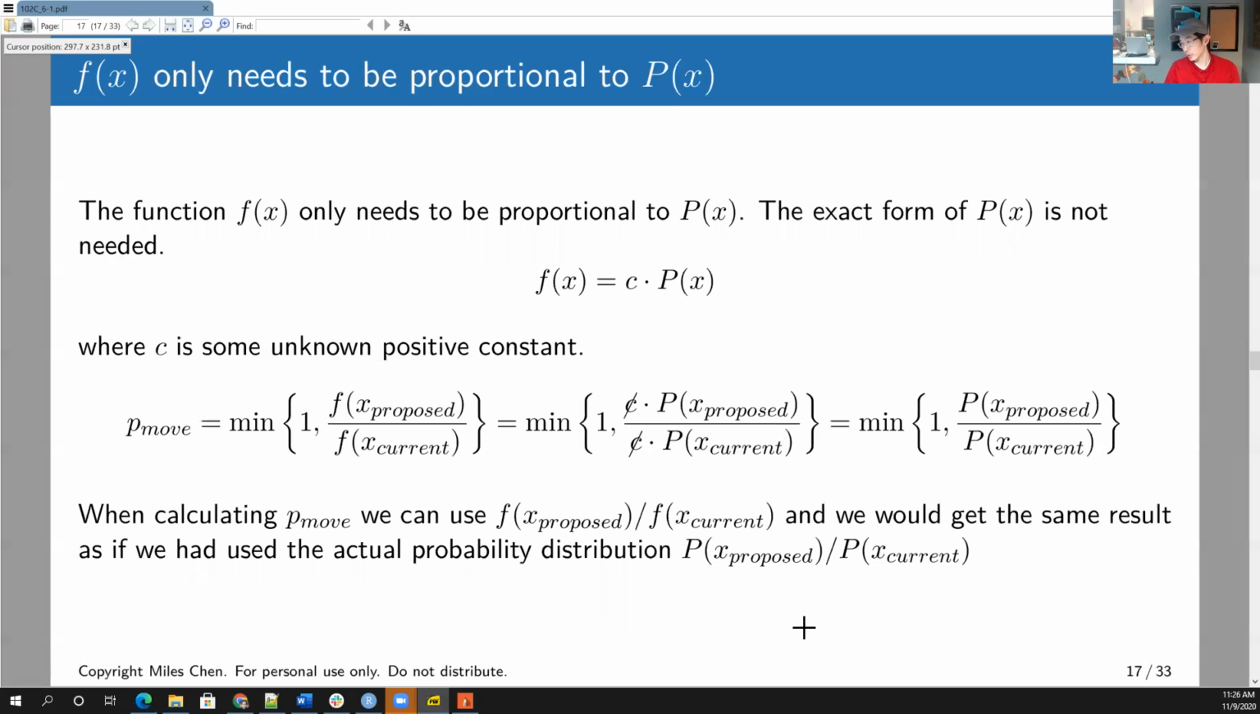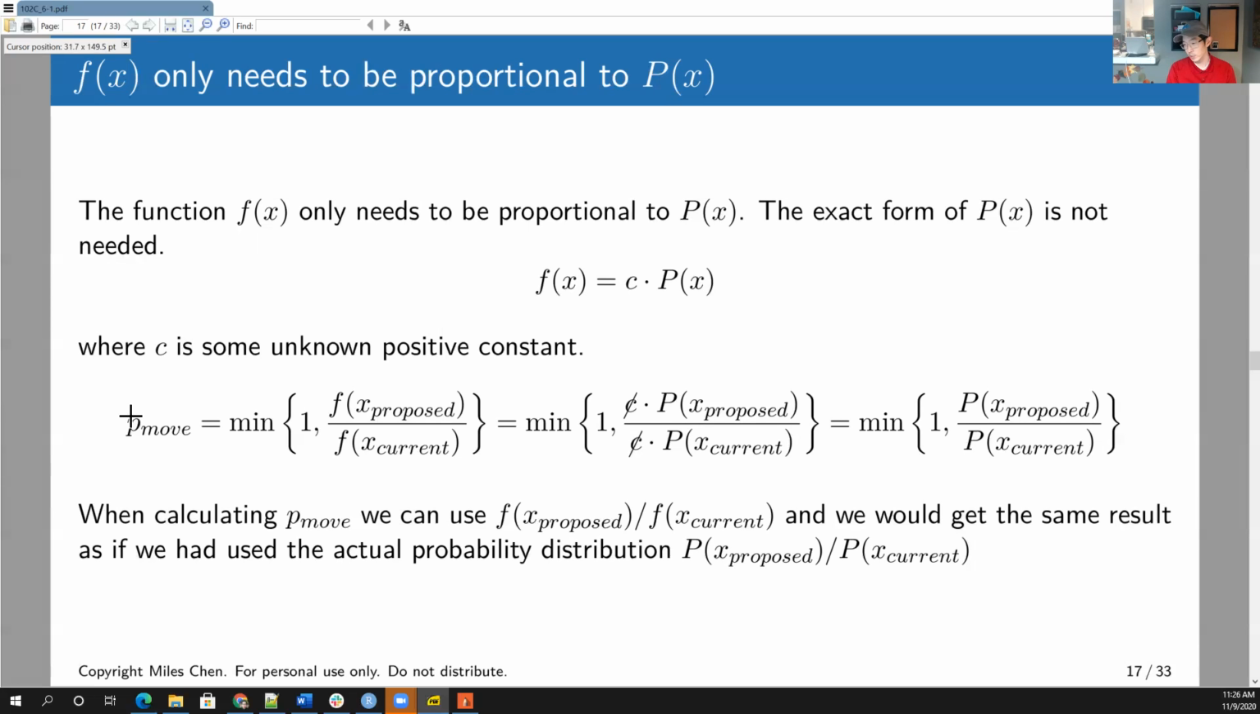I want to point out a couple of things. This function f of x only needs to be proportional to the target distribution p of x. The exact form of the target density p of x is not needed. You don't need the exact form of that PDF. You just need f of x to be equal to p of x multiplied by some constant c. c has to be a positive constant, but it's fine if you don't know exactly what it is.